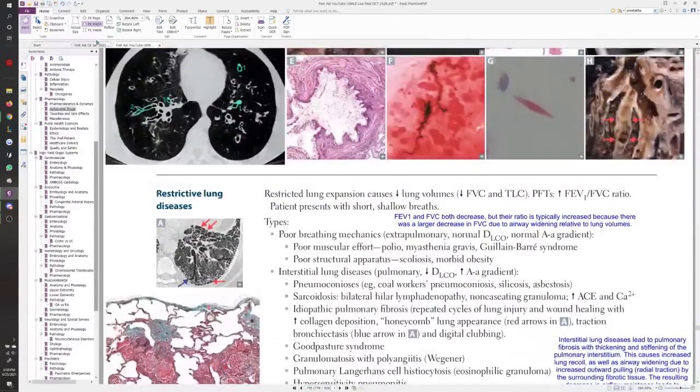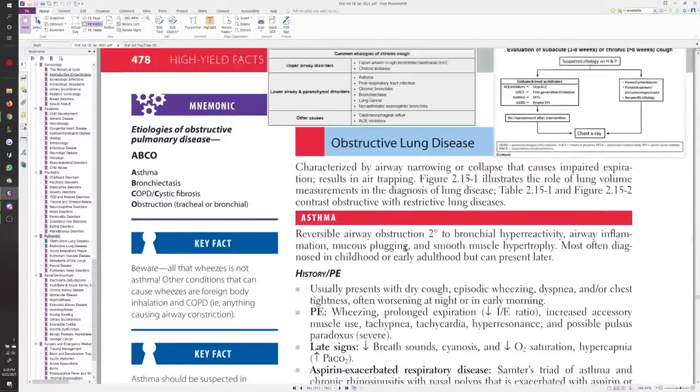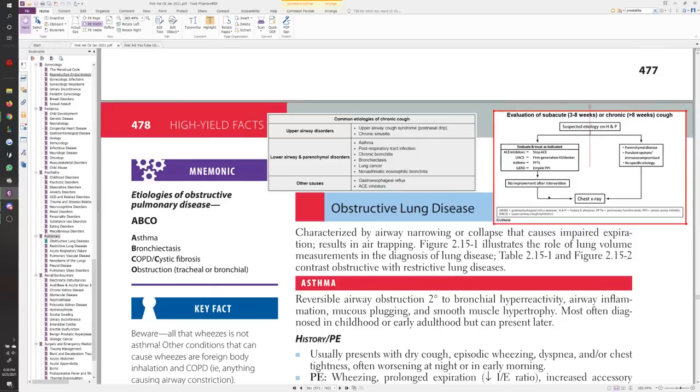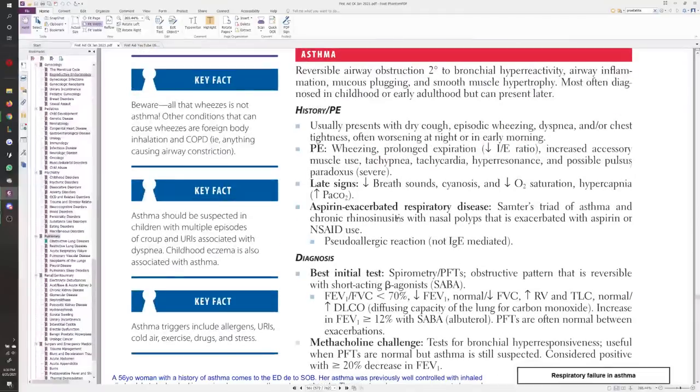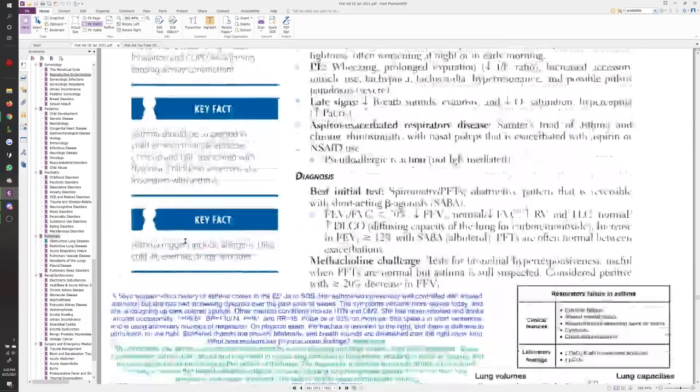In general, though, there's a lot you can do for it, and that's the treatment stuff we just looked at, right? So let me see, what is this? Subacute and chronic cough. Common etiology is a chronic cough. We're going to look at these later on. Okay, asthma should be suspected in children with multiple episodes of croup and upper respiratory infections associated with dyspnea. Childhood eczema is also associated with asthma.